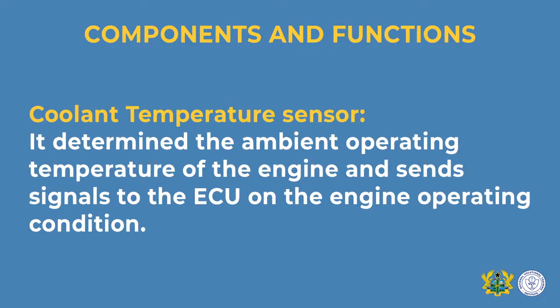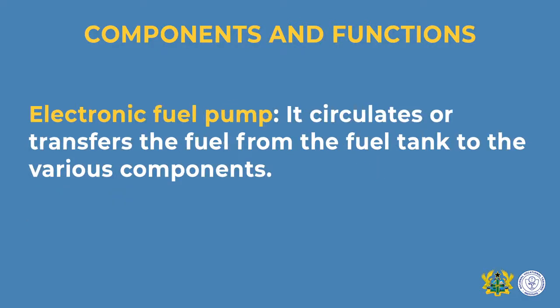We have the cooling temperature sensor. It determines the engine running condition, the ambient condition of the engine, and communicates that to the ECU. So the ECU will supply information to the injectors according to the engine temperature, the amount of mixture that is needed. We have the electronic fuel pump.